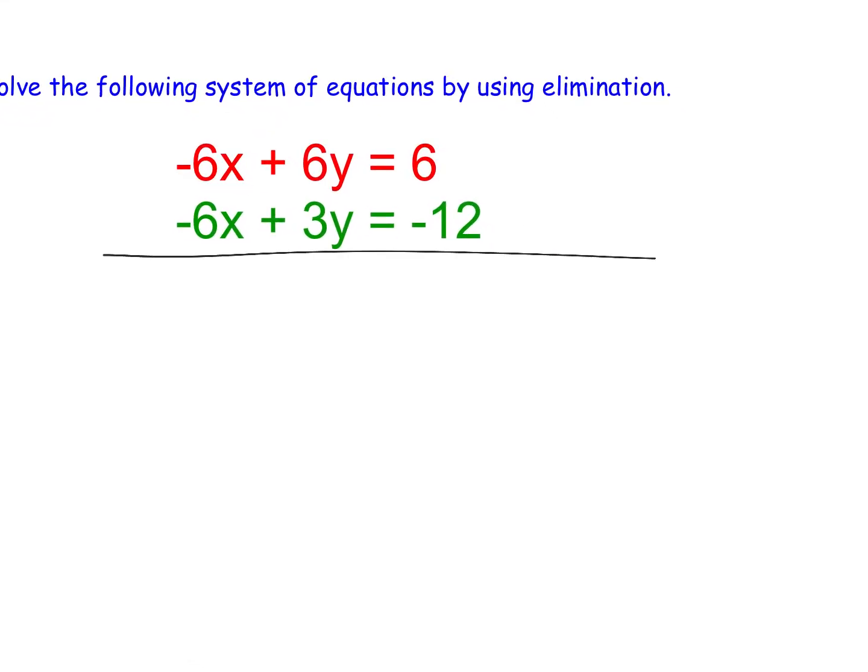This one's a little trickier. Do you get that they are not going to eliminate those x's? A novice just goes, cancel out the 6 x's. No, they're not the same thing. I mean, they are the same thing, so we want them to be opposites. So here's what you do.